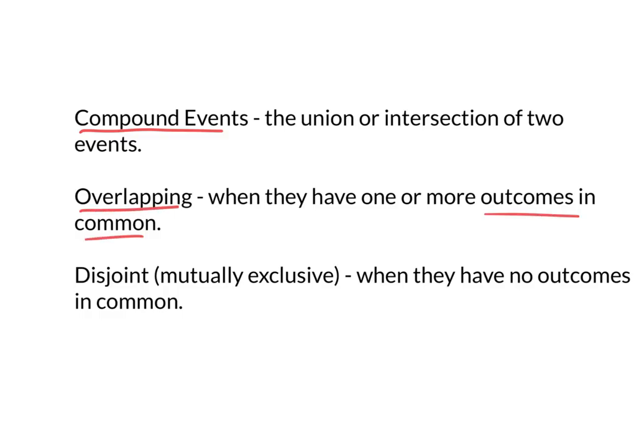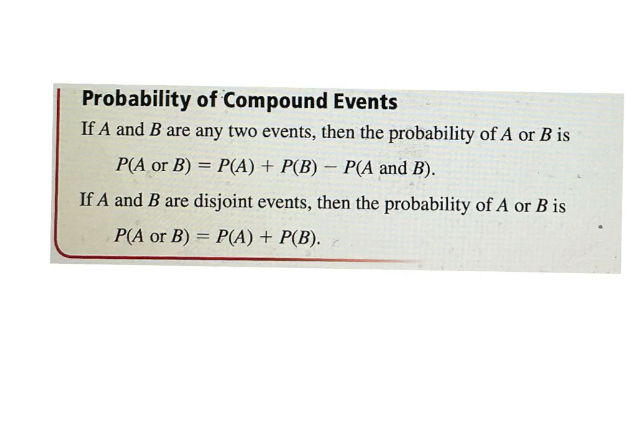So compound is really the intersection of two different events happening. Overlapping is when those events have more than one outcome in common. And the disjoint, or what's called in the real world mutually exclusive events, is when they don't have anything in common. Mutually exclusive means obviously nothing in common. That's what the word exclusive means. All right, here's how we're going to do it today.